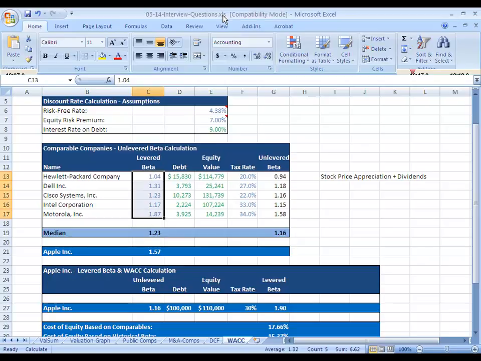Our cost of equity number has already included this because the beta number that we're pulling from Google Finance or Bloomberg already includes the effect of dividends.